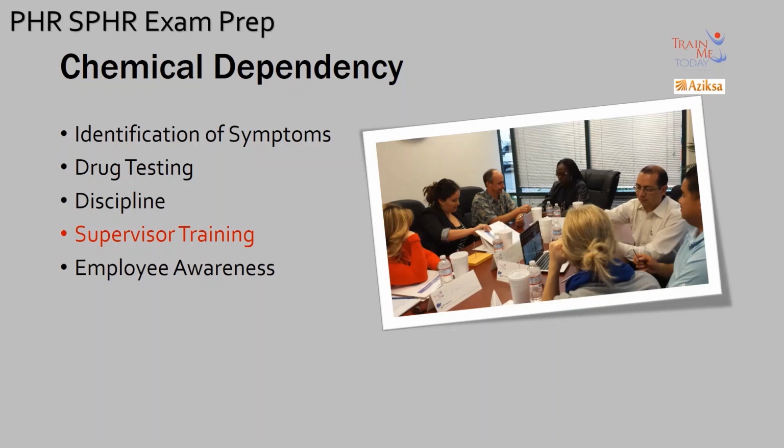Some of these signs depend on the drugs individually having been used and may include things like slow and shallow breathing, clammy skin. I even hate to talk about this in a class because we're studying to take the PHR and SPHR exam. These things are so important when we teach our supervisors to look for these symptoms, that we also make sure they understand not to accuse anybody of having an alcohol problem or a drug problem.